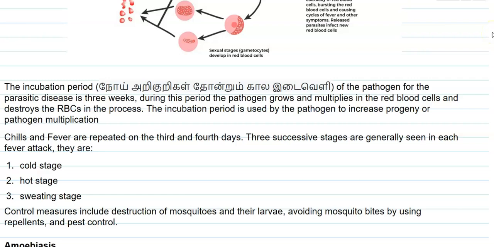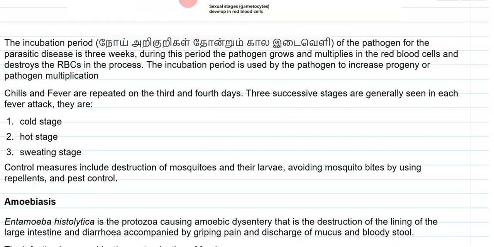Chills and fevers could be the first symptoms shown during the 3rd and 4th days. Apart from that, during the fever attack, you can see 3 stages: a cold stage, a hot stage, and a sweating stage, which are all prevalent during the disease progression.